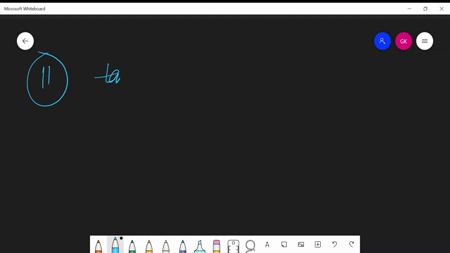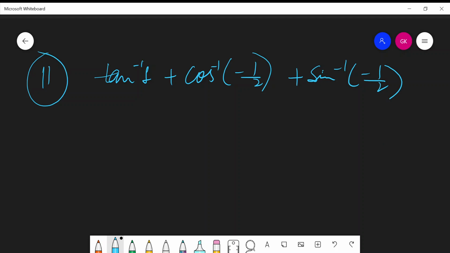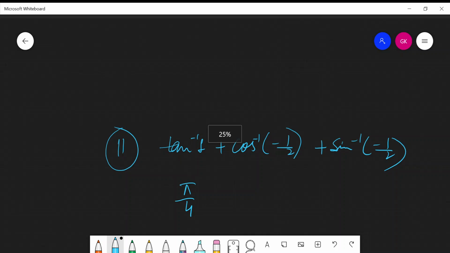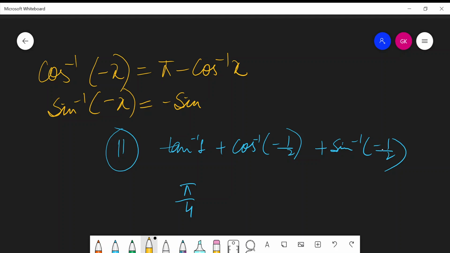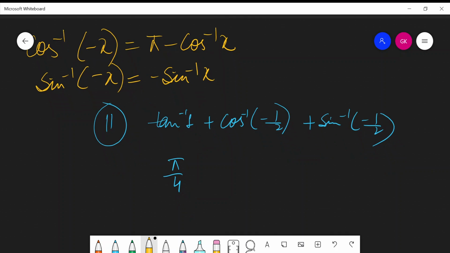You have to evaluate tan inverse 1 plus cos inverse of minus half plus sine inverse of minus half. Tan inverse of 1 is pi by 4 because at 45 degrees it is 1. Now cos inverse of minus x. As I've told you, this set of formulae is important. Cos inverse of minus x is actually pi minus cos inverse x. And sine inverse of minus x is equal to minus sine inverse x. This is the way you deal with a negative sign, right?